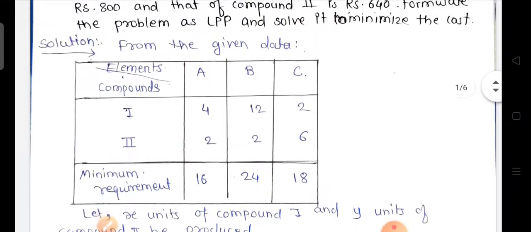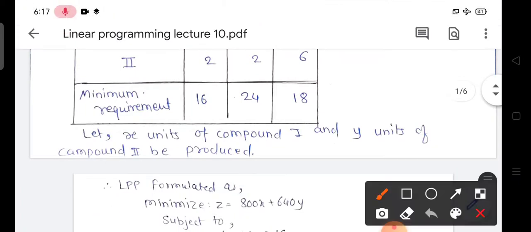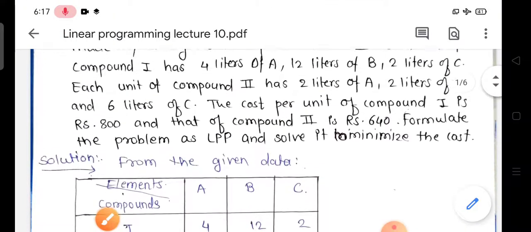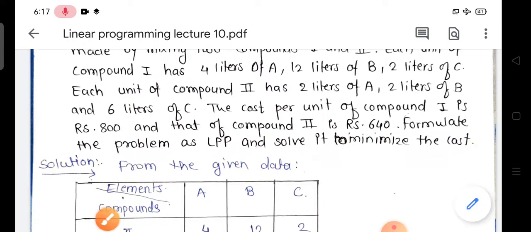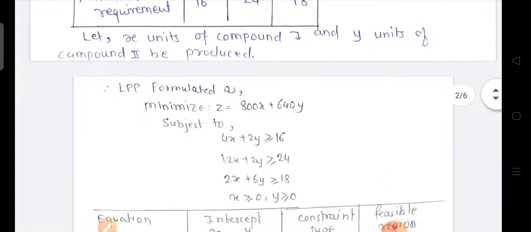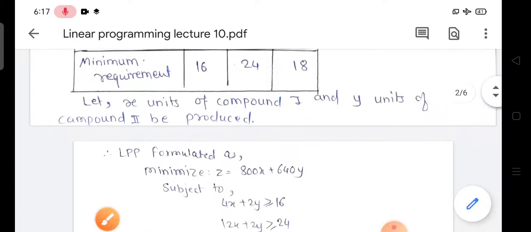So from the given data we consider x units of compound 1 and y units of compound 2 to be produced. From the given data we form the LPP. Our objective function is to minimize the cost. Just check here, the last statement is to formulate the LPP and solve it to minimize the cost. Whatever total cost will be required for making the chemicals should be minimum. So the LPP is formulated as minimize z equals 800x plus 640y subject to constraints.